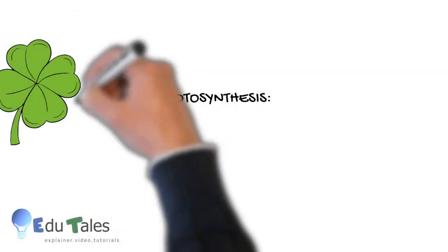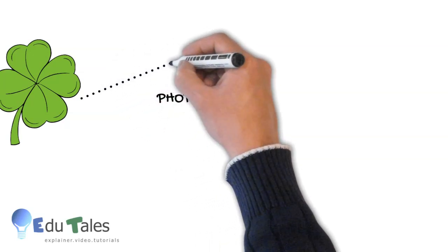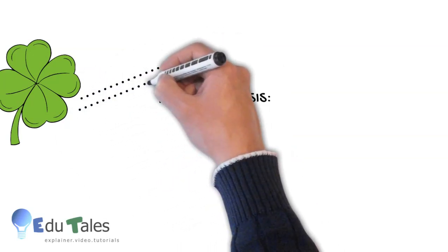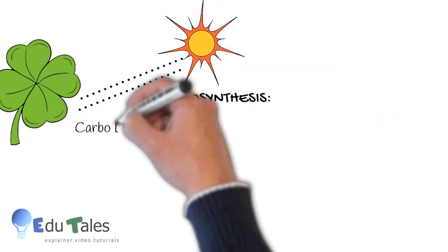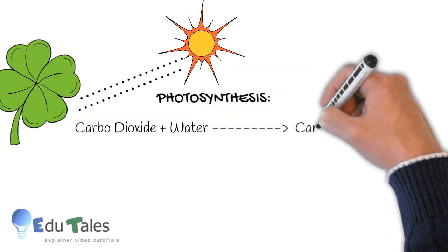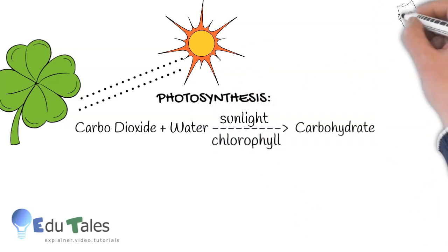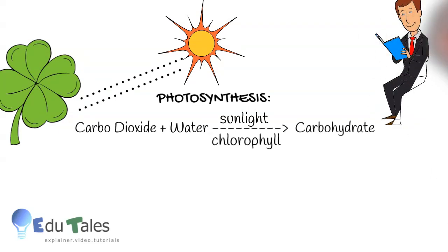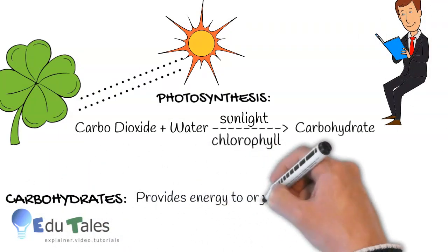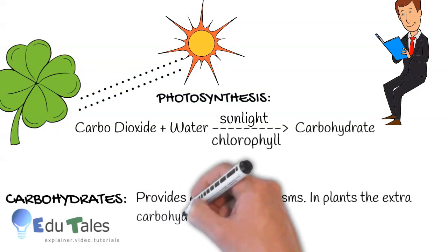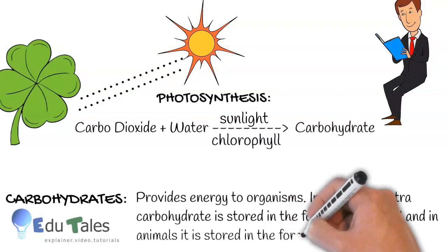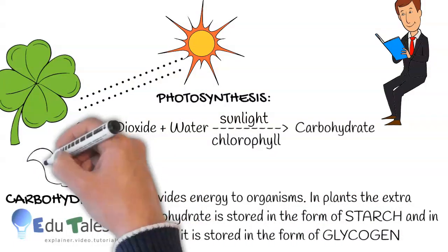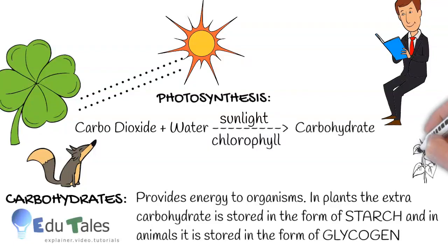Photosynthesis. What happens in photosynthesis? You can see the green leaves, and the sun rays are coming to the green leaves, and it forms the food. So basically, carbon dioxide plus water gives carbohydrates in presence of sunlight and chlorophyll. That is the process of photosynthesis. We'll see that in detail later on. Carbohydrates provides energy to organisms. In plants, it stores extra carbohydrates in form of starch, whereas in animals, it stores extra carbohydrate in form of glycogen. Remember these two terms.